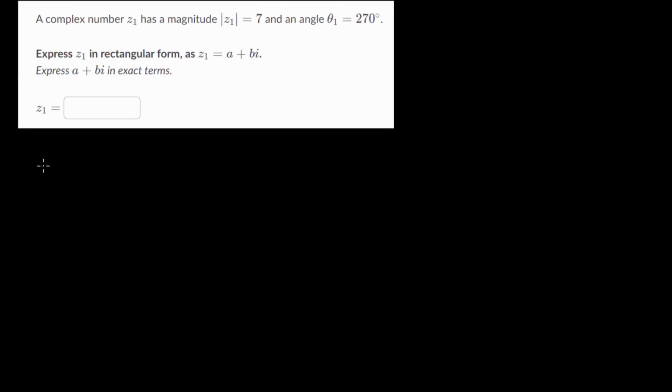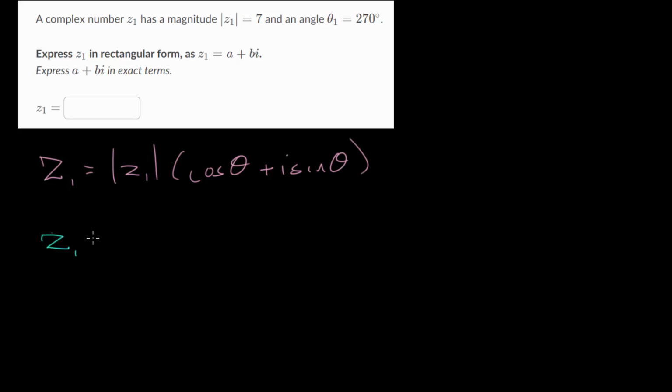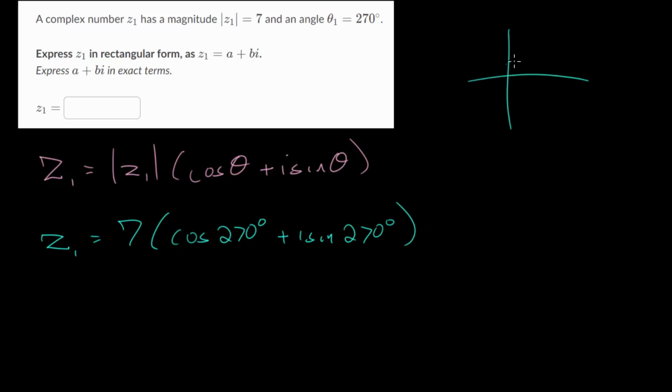And again, we will use that formula that z1 is the magnitude of the complex number multiplied by the cosine of the angle plus i times the sine of the angle. If we just plug in what we know, the magnitude is 7 and the angle is 270. So we have the cosine of 270 plus i times the sine of 270. Now, 270 is actually a special angle. If we use the unit circle, just a rough sketch, 270 degrees would be right here.